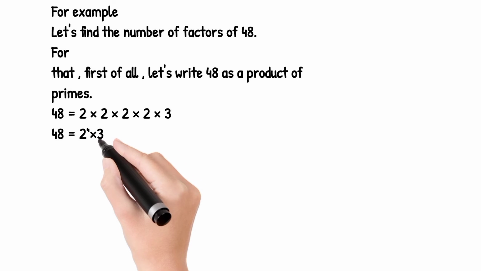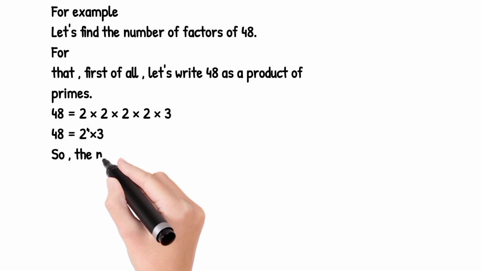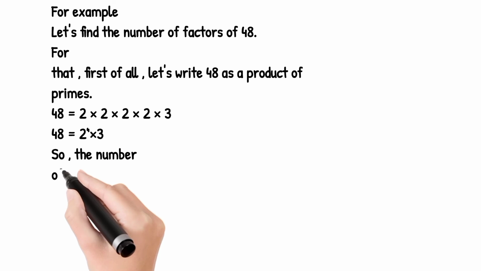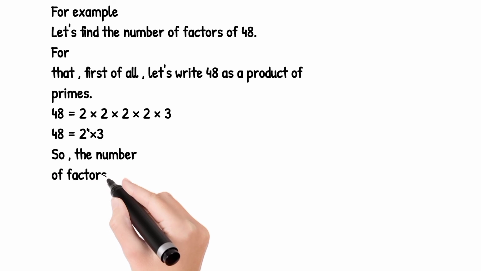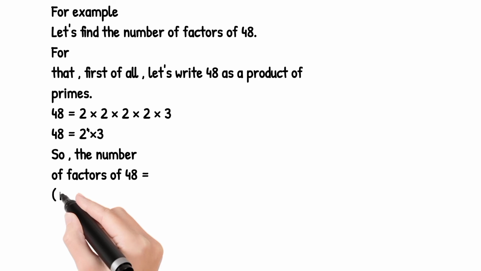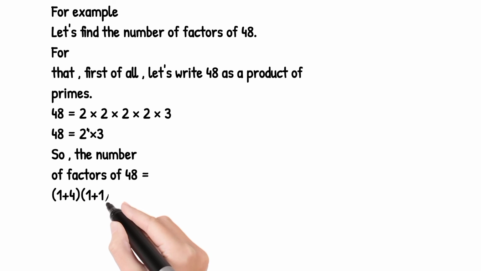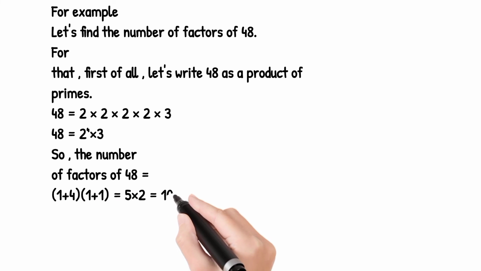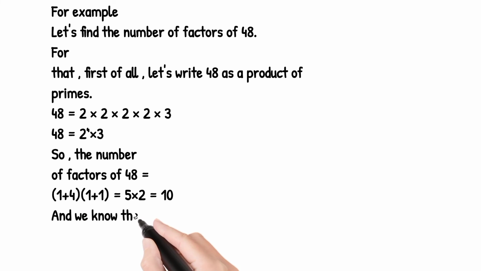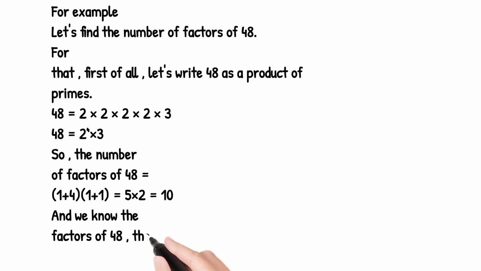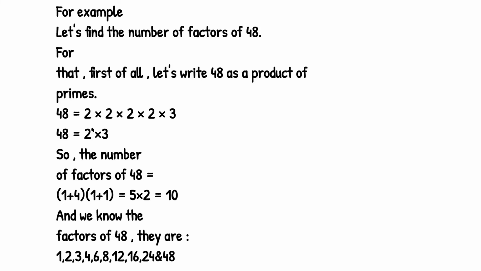So the number of positive integer factors of 48 will be 1 plus 4, that's the power of 2, and then the power of 3 is 1. So 1 plus 4 into 1 plus 1, that is 5 times 2, which is equal to 10. We also know the factors of 48: they are 1, 2, 3, 4, 6, 8, 12, 16, 24, and 48. There are 10 factors, and there we have it.